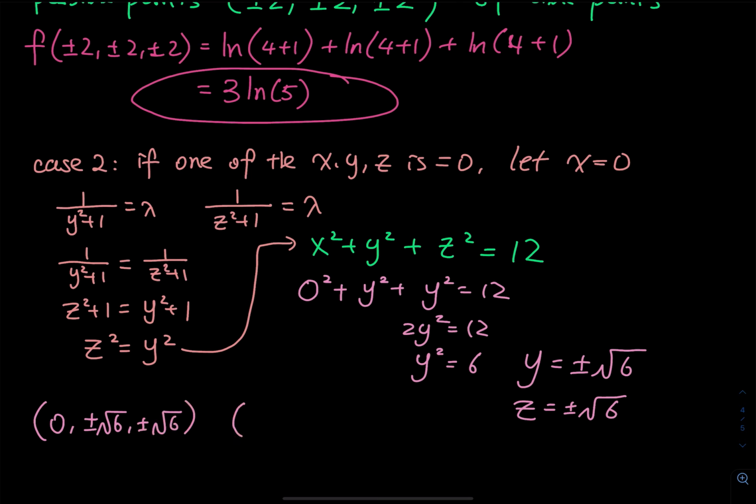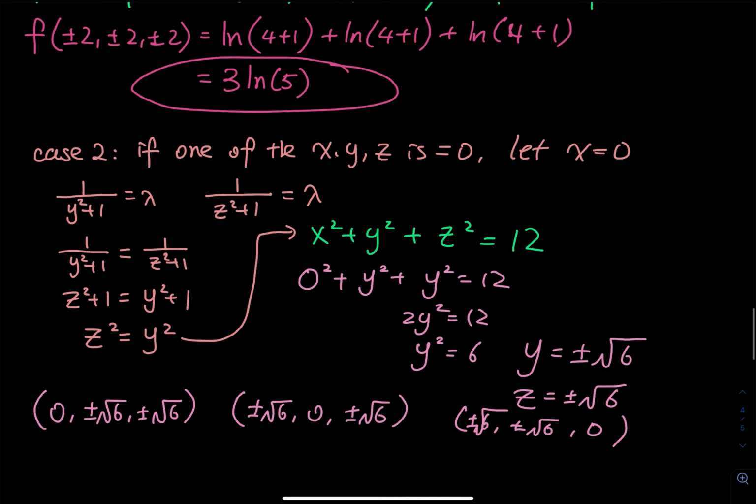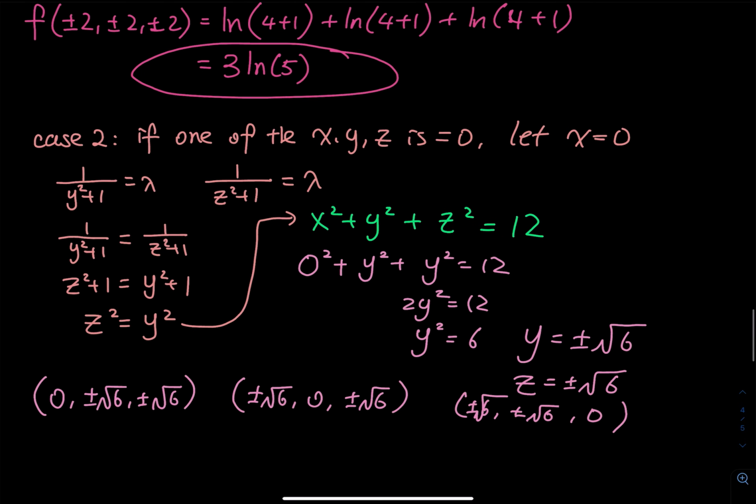Or we can have y equals 0, and then x will be plus or minus 6, 0, plus or minus 6. And then it can be plus or minus 6, plus or minus 6, root 6, not just 6, and then 0. And then to test the point, here is what we do. We will just plug it into the objective function. The objective function is f of, let's just do one of them, plus or minus 6, plus or minus 6.